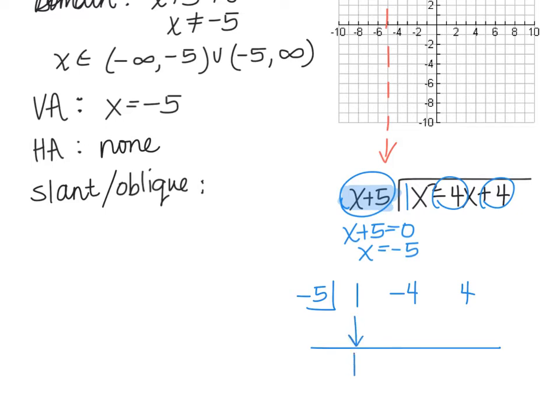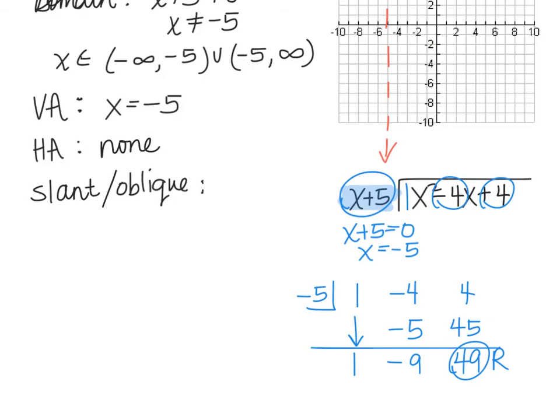So we bring down the first term, the 1. We multiply by the value in the box. So 1 times -5 is -5. Then you add straight down to get -9. Multiply by the value in the box. -9 times -5 is +45. Add straight down to get 49. Now remember, the remainder is 49.